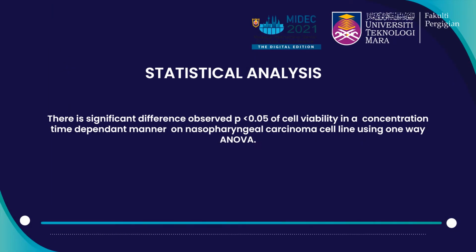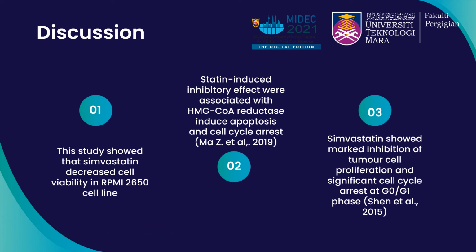Next, for statistical analysis, one-way analysis of variance was used in this study. It showed that there is significant difference observed with p-value less than 0.05 of cell viability in a concentration time-dependent manner. Moving on to the discussion part, this study showed that simvastatin decreased cell viability in RPMI 2650 cell line.